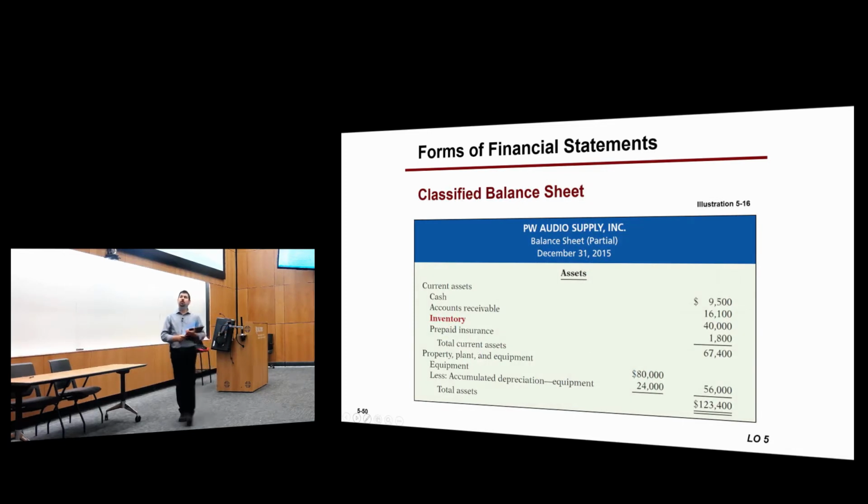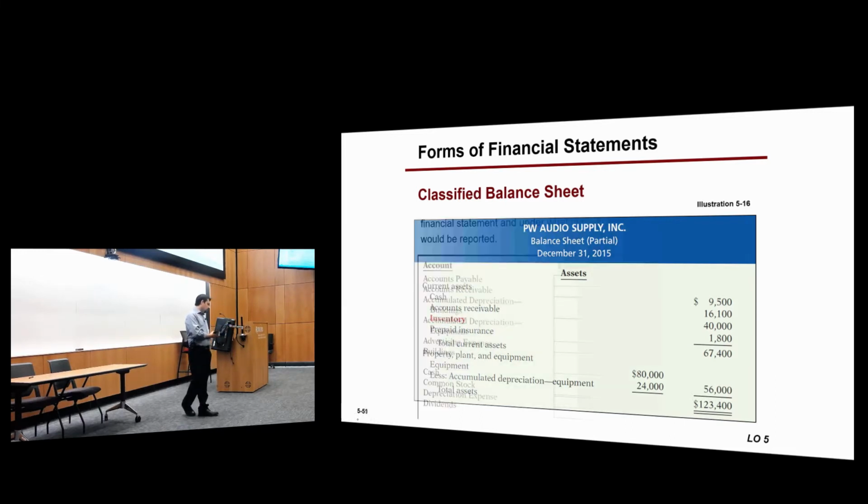The balance sheet, when we look at the classified balance sheet, is exactly the same as before. The only thing that is added here is inventory, and it's usually added right after accounts receivable. Remember that we list assets in order of liquidity. Inventory is a little bit less liquid than accounts receivable. Why is that? Because you need to sell those products, and then they become receivable. So inventory is slightly less liquid than accounts receivable, and we list it right after accounts receivable.